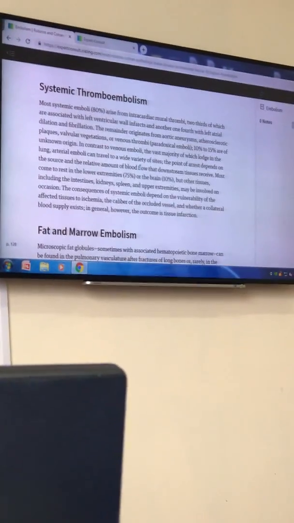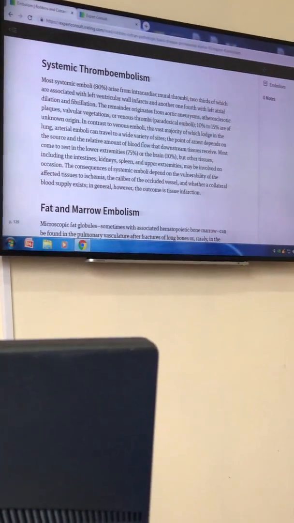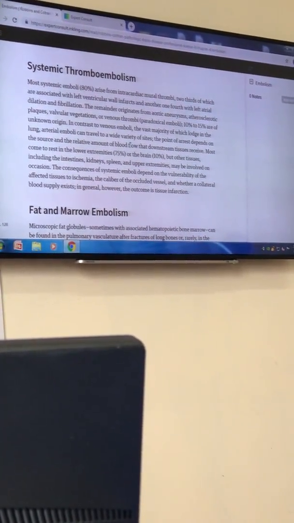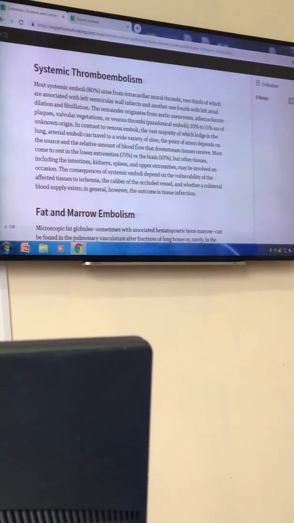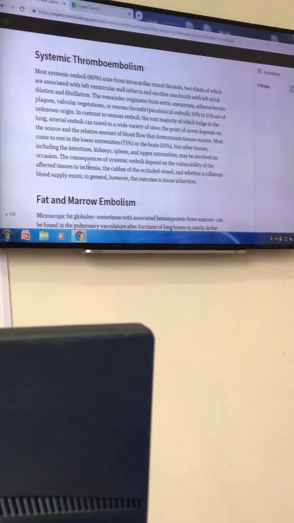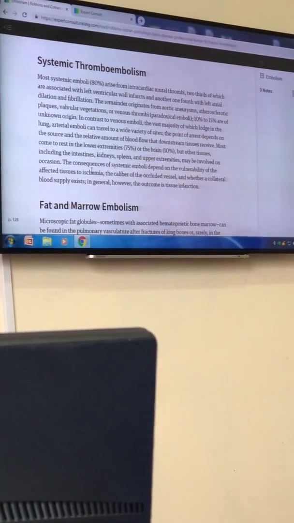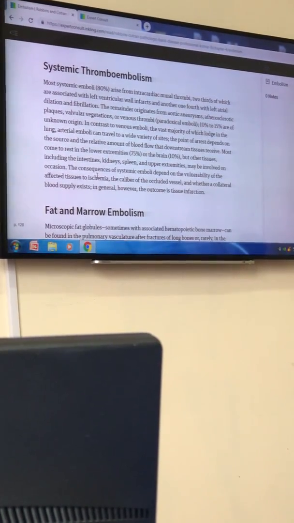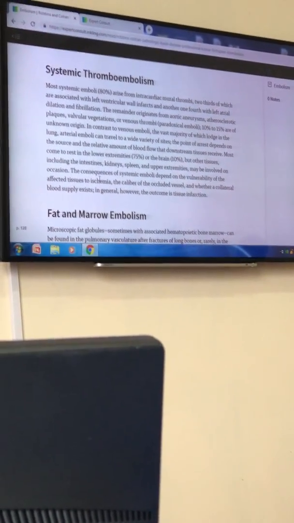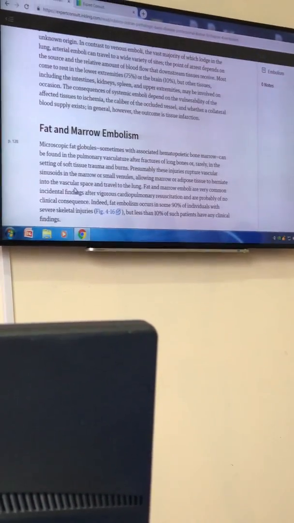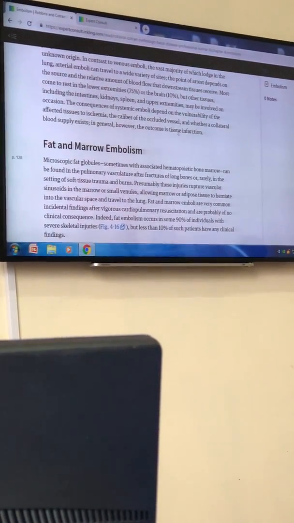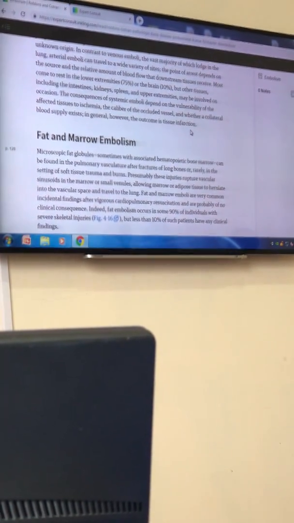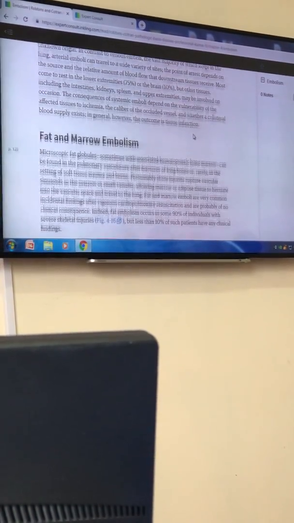And it's clear that the consequences of systemic emboli depend on the sensitivity of the tissue, the anatomy of the organ, whether it has dual circulation or not, whether the cells are sensitive or resistant to infarction, and the diameter or caliber of the vessels that are obstructed by the embolization. So the end result will be tissue infarction, which we will discuss after embolization.